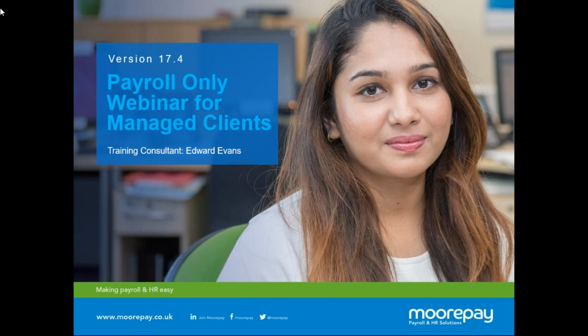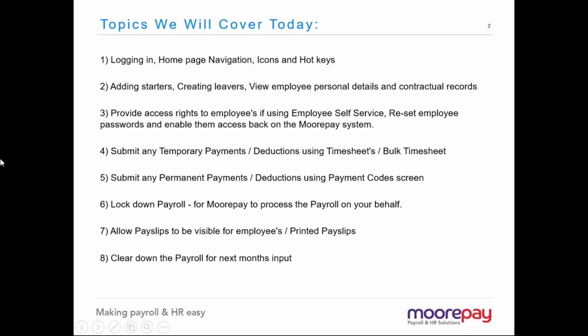Before I start, I would like to go through a few of the things that we will be going through on the system today, so you can see those on the screen here. So we'll start with the basic things like logging in, navigating the home page, using hotkeys and the like as well. We'll also have a look at adding starters and leavers, viewing employees' personal information, contractual records, that kind of thing, and also how to provide access rights to the employees if you're going to be allowing them to use the self-service part of the system.